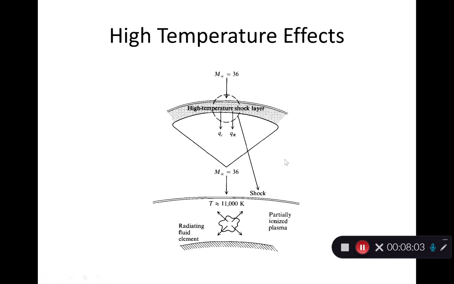The next thing we have to worry about is high temperature effects. During re-entry, let's say this is, for example, the lower surface of an Apollo 11 re-entry module as it entered the Earth's atmosphere. The Mach number is 36, very, very high. So behind such a high Mach number flow, the shock wave produces a tremendous amount of heat. So you produce, in this case, for example, 11,000 degrees Kelvin.